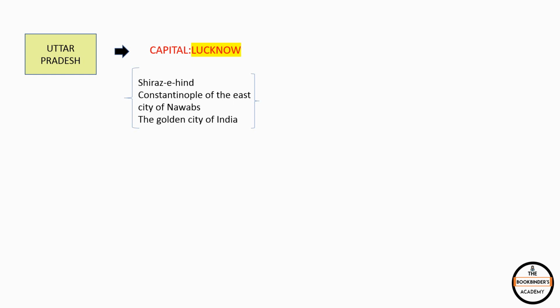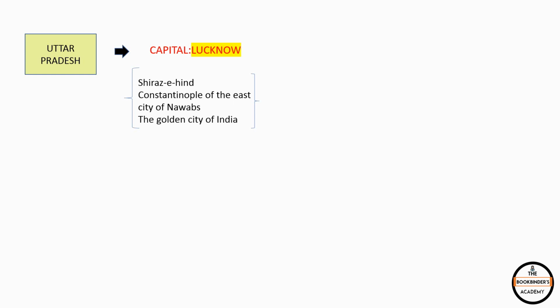Then comes Constantinople of the East. This title is due to the art and architecture of Lucknow. It is said that the architecture style of Lucknow was very similar to that of the style followed in Rome, especially the Rumi Darwaza. So it is called the Constantinople of the East.